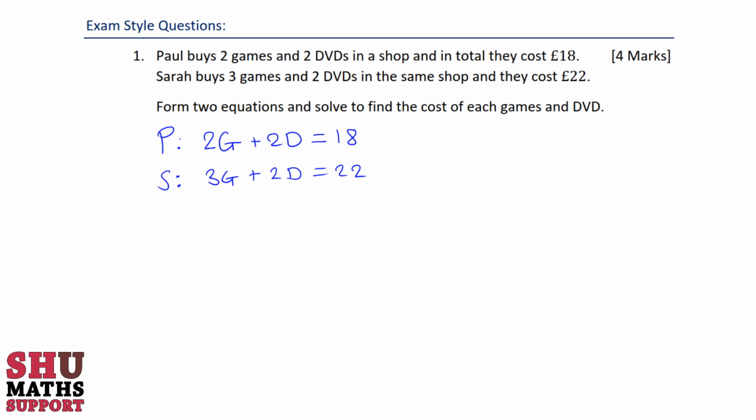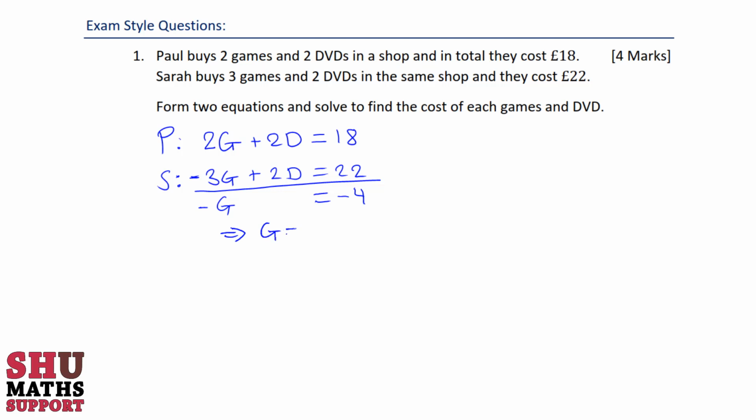So we'll use elimination just because we've got 2d in both equations. So we'll place our line there. We're going to subtract the second equation from the first equation. So we've got 2g minus 3g is minus g. 2d minus 2d, which is 0. And 18 minus 22, which is minus 4. Minus g is equal to minus 4, so that means that g is equal to 4.